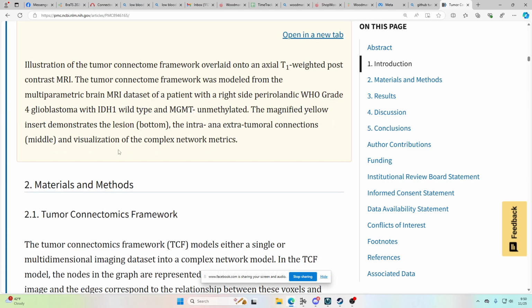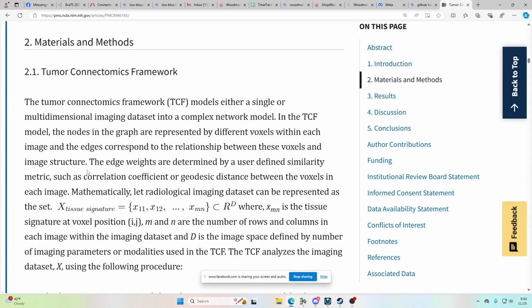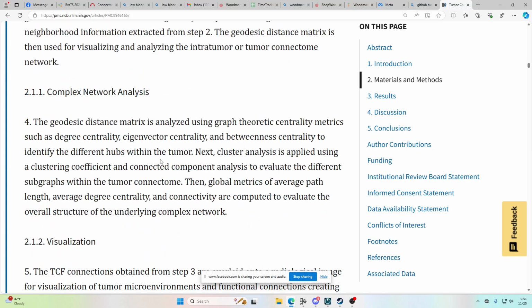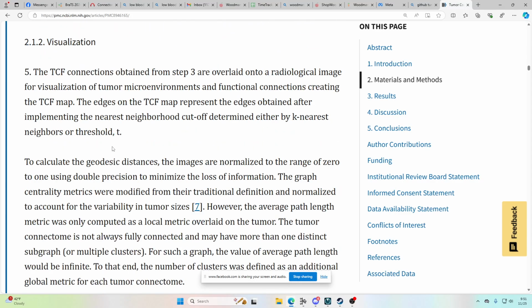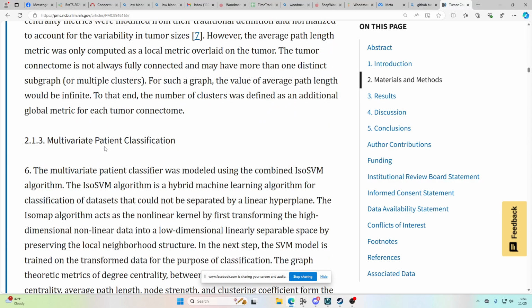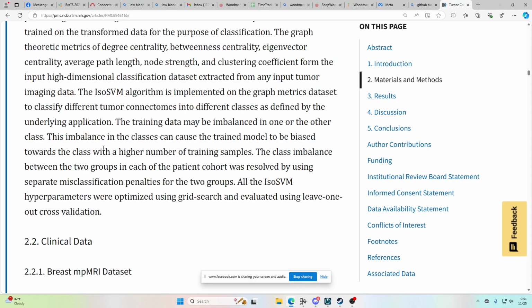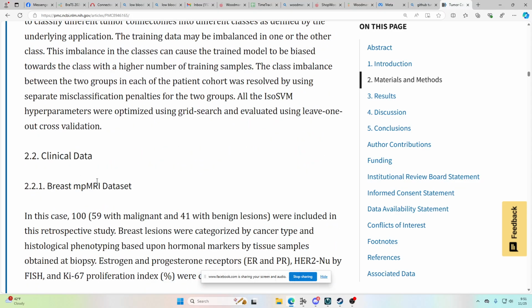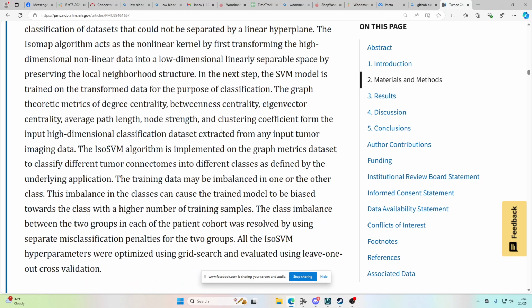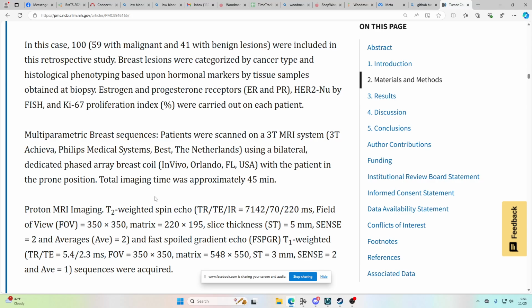So, the visualization. They calculate geodesic distances. And they do it in 1D, and I'm doing it in 3D. They've got a multivariate patient classification. So they use an SVM, so they have the patients.